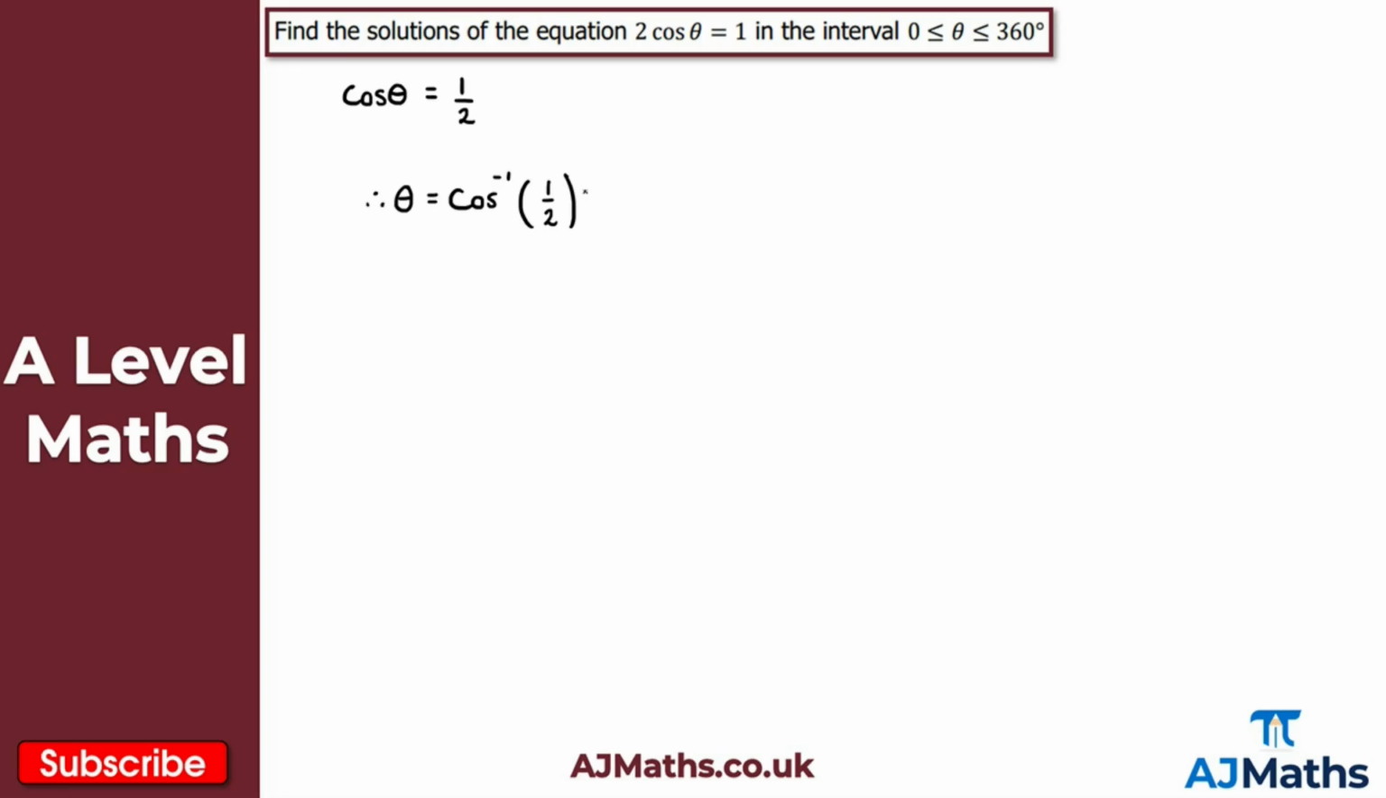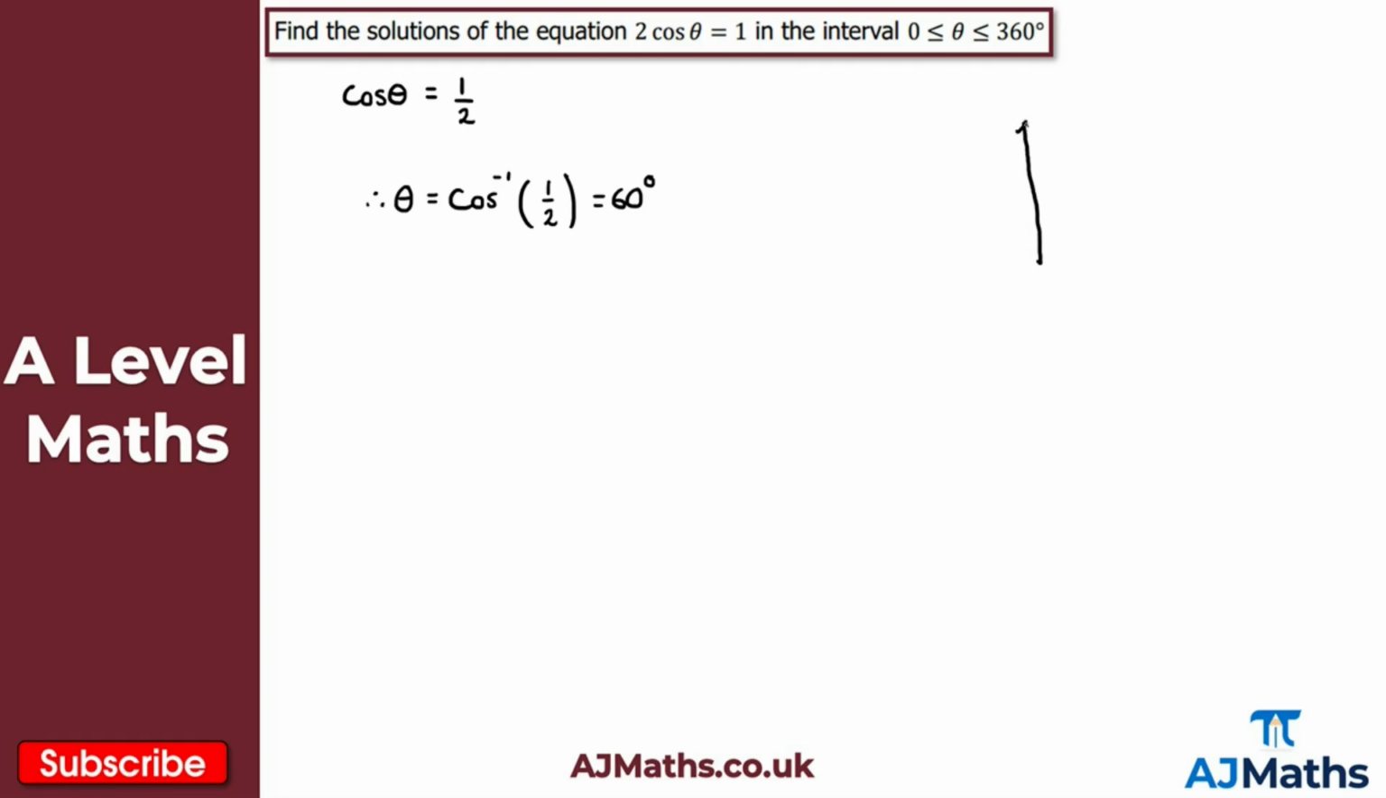Okay. So cos inverse of a half here, what we need to do now is just put this into our calculator here. And if you do that, what you get is 60 degrees. Okay. And remember, this represents our principal solution here. And what we're going to do now is draw our cast diagram.